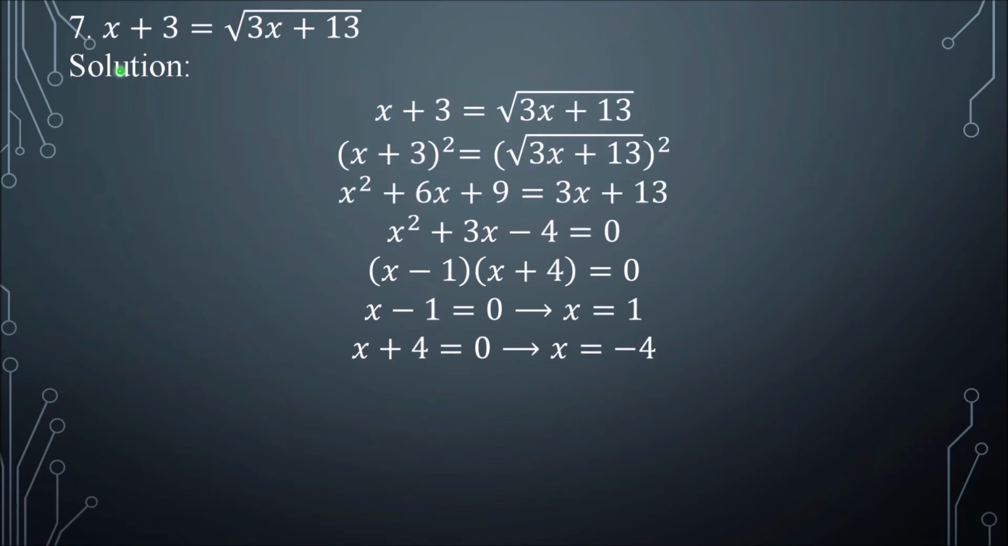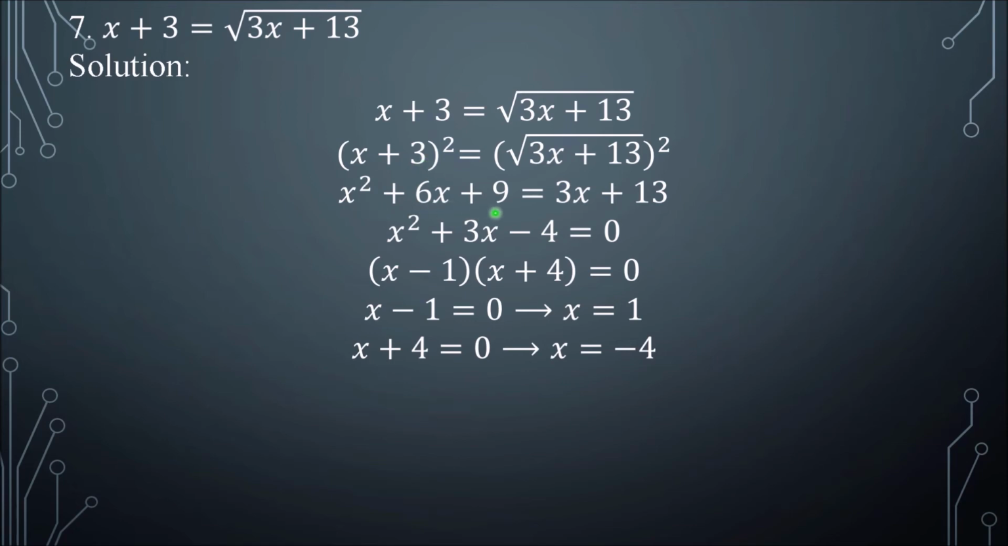Number 7, x plus 3 is equal to square root of 3x plus 13. So again, square both sides. X plus 3 squared and then this one squared. Now, this is the square of a binomial: x squared, and then the last term 3 squared, which is 9, and then twice the product of the two terms, x and 3. 3 times x is 3x, and then twice of that is 6x.